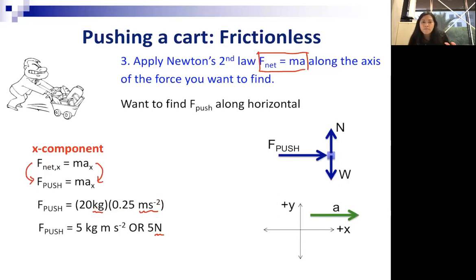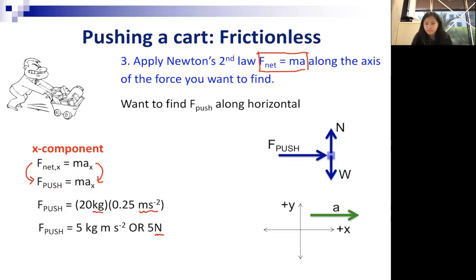Your units should be in base units. If the mass is given in grams, you have to convert that to kilograms, right? And your acceleration should be in meters per second squared. All right, so that's how you apply Newton's second law of motion. Look at one side of the equation one at a time, okay? Net force, and then look at the right-hand side, mass times acceleration.